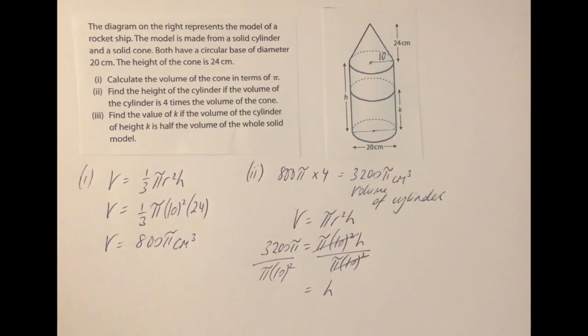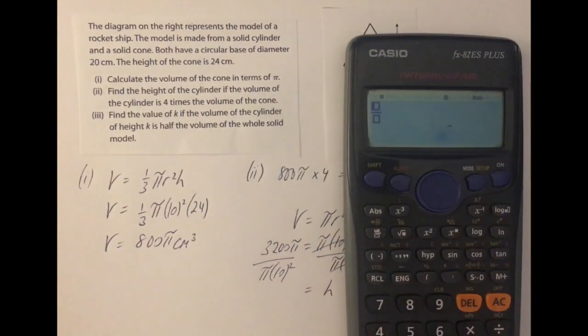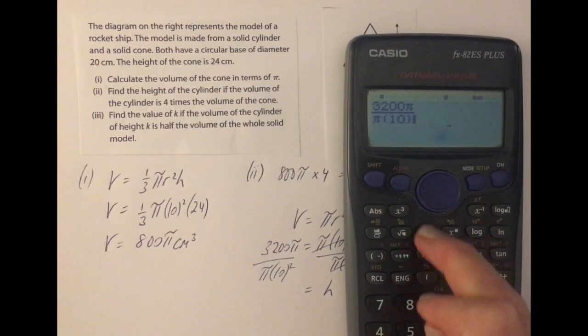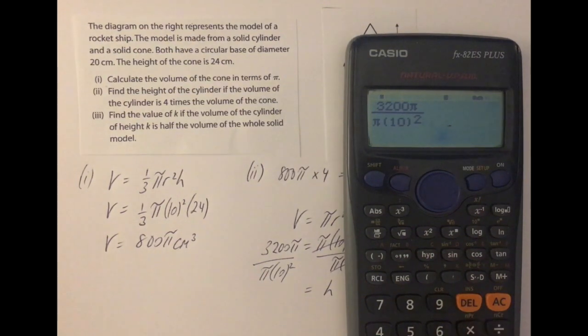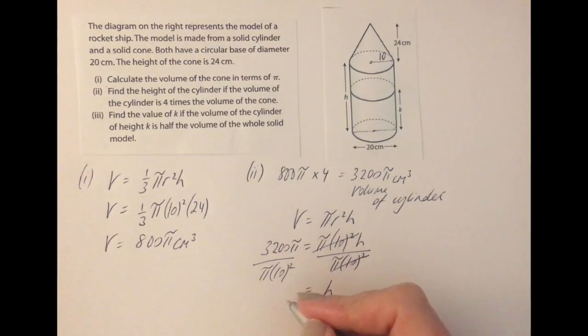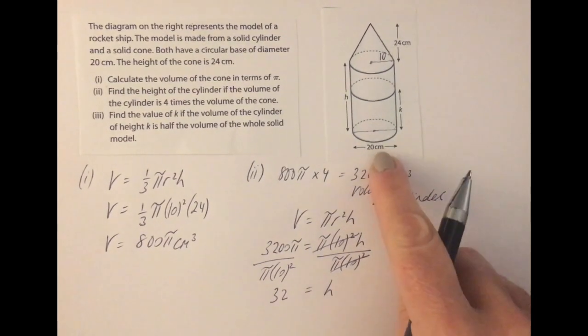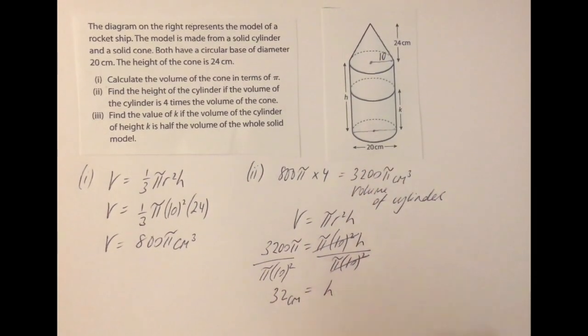And on the calculator then, of course, I'll do that. Put up the fraction, 3,200 pi on top, and then of course the pi button bracket 10 squared on the bottom. And that leaves me with 32. So 32, what are our units? Centimeters, of course, so 32 centimeters is the height.